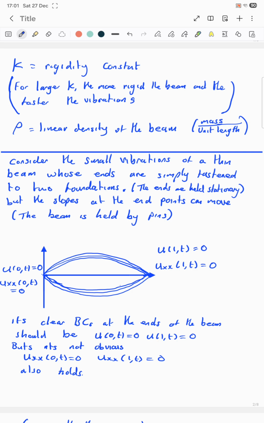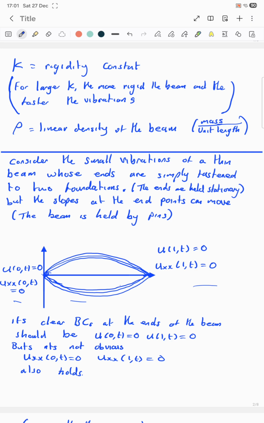Now we consider the small vibration of a thin beam whose ends are simply fastened to two foundations. The ends are held stationary, but the slope at the end points can move. The beam is held by pins, let's say. Our boundary conditions here were given pictorially, where it's fastened on this end here, and the beam is free to vibrate or move up and down from one end.